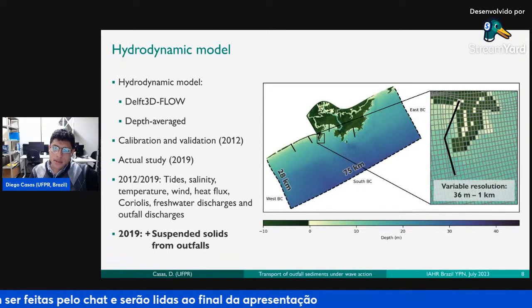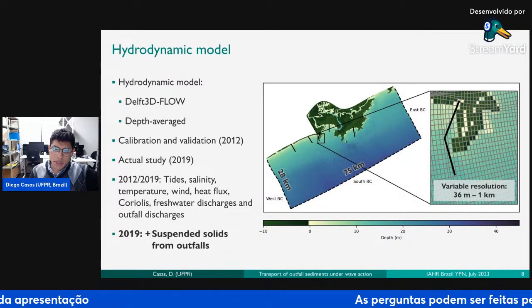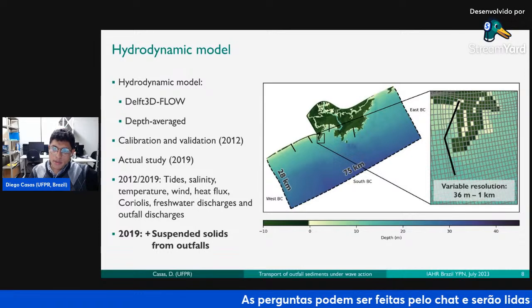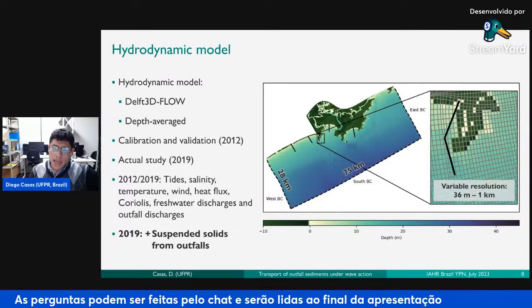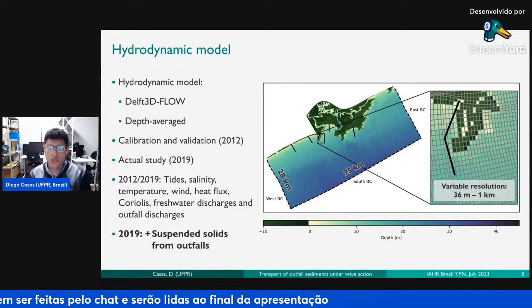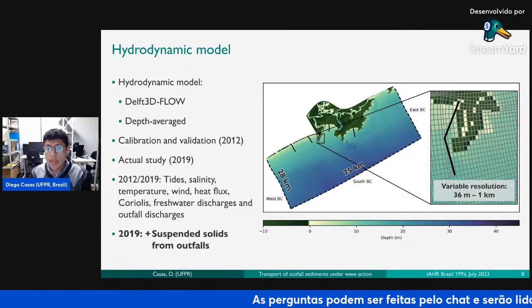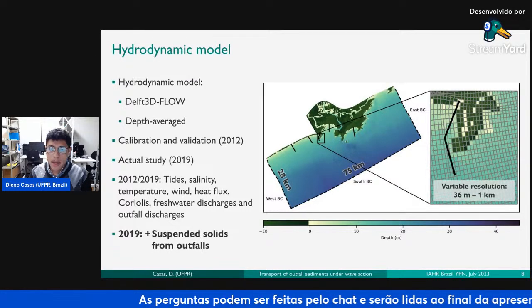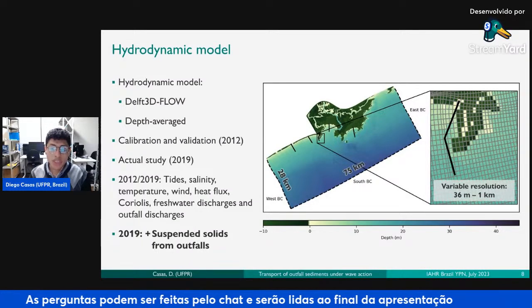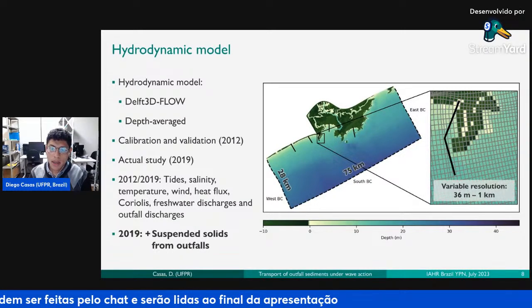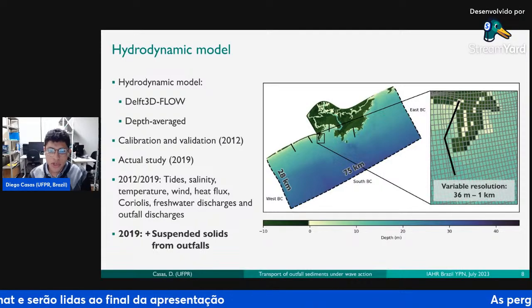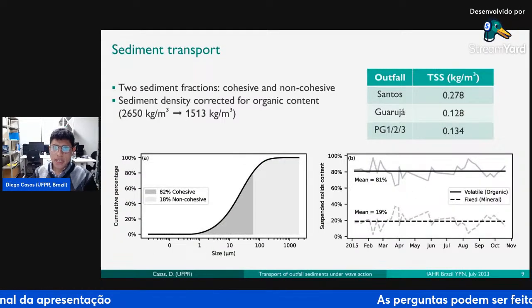Our simulation grid had about 75 kilometers in the longshore direction, and it extended about 28 kilometers seaward. It is a curvilinear grid with a variable resolution: 36 meters in the regions near the coast, and a coarser resolution of about 1 kilometer in the deeper regions.